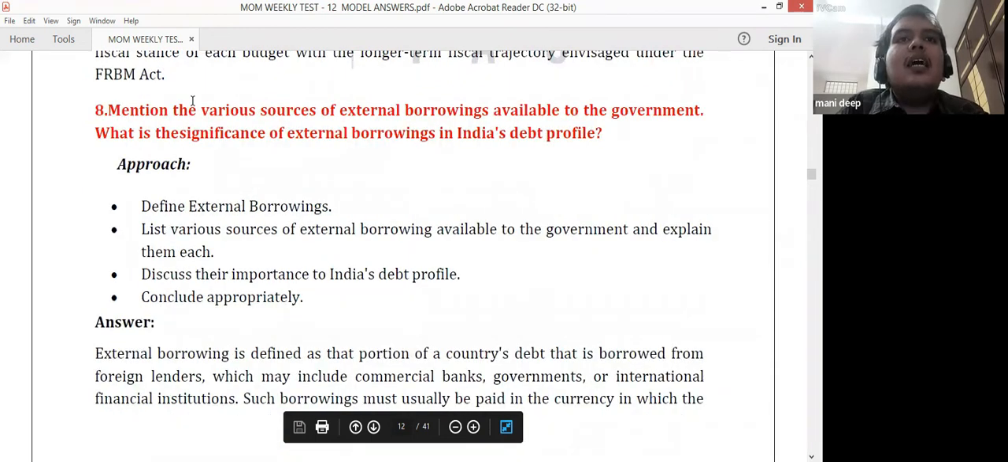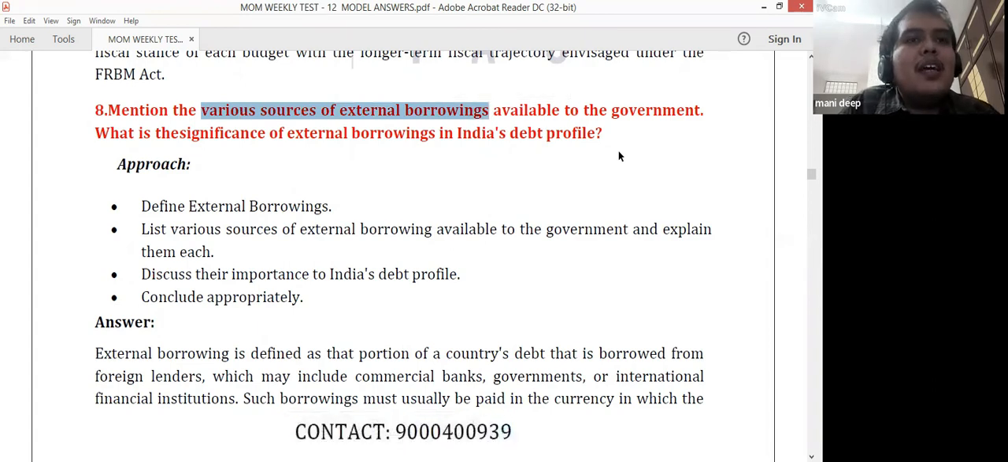And the 8th question is regarding various sources of external borrowing available to the government of India. So you should first know why this question is there in this test series. Recently in the Economic Survey of 2021, the government had highlighted that debt sustainability is there, like the debt that India had taken is sustainable. India can repay this debt. So as there is debt sustainability, the Economic Survey had advocated going for external borrowings, like borrowing from outside India to manage India's budget. So based on that idea, this question is there.